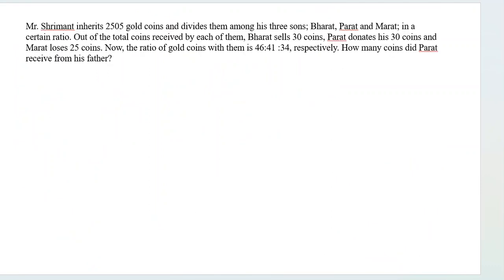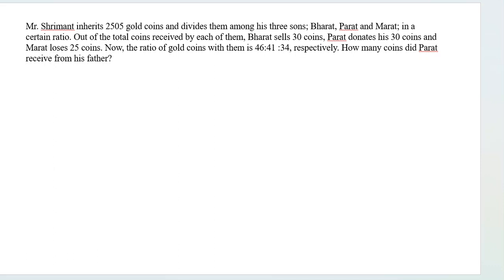Mr. Sriman inherits 2505 gold coins and divides them among his 3 sons, Bharat, Bharat and Marat, in a certain ratio. Of the total coins received by them, Bharat sells 30, Bharat donates his 30, Marat loses 25 coins. Now, the ratio of gold coins with them is 46 is to 41 is to 34 respectively. How many coins did Bharat receive from his father?